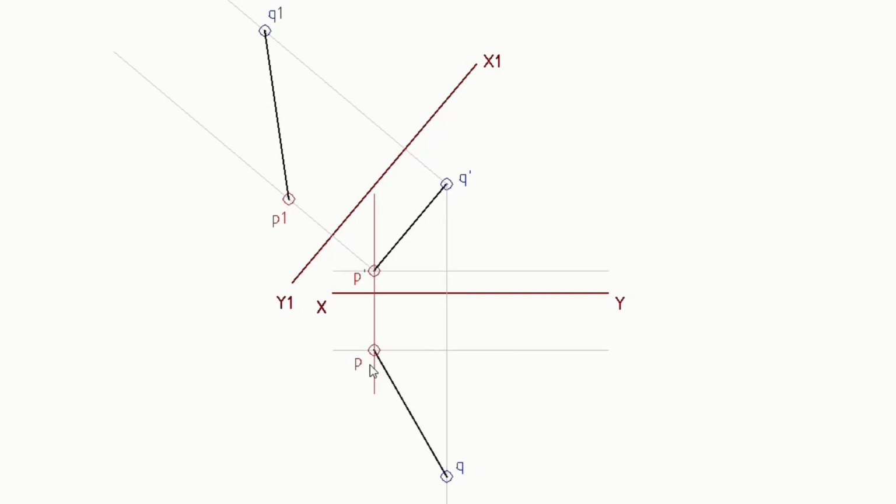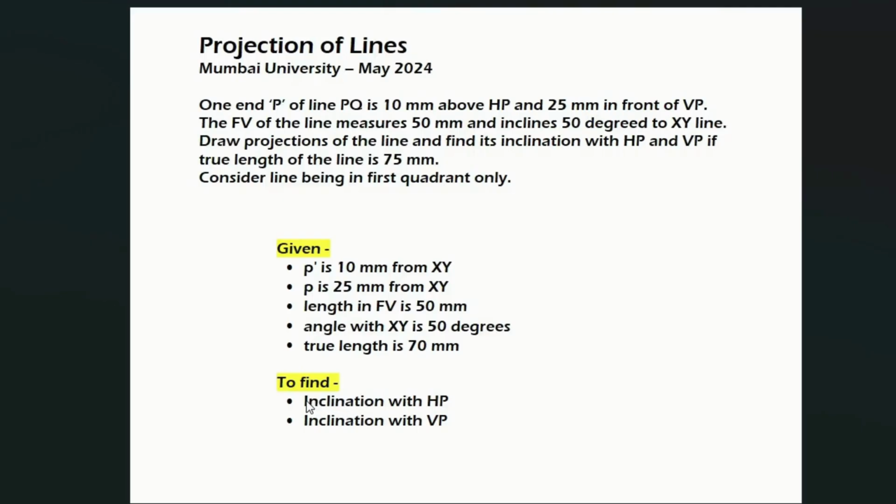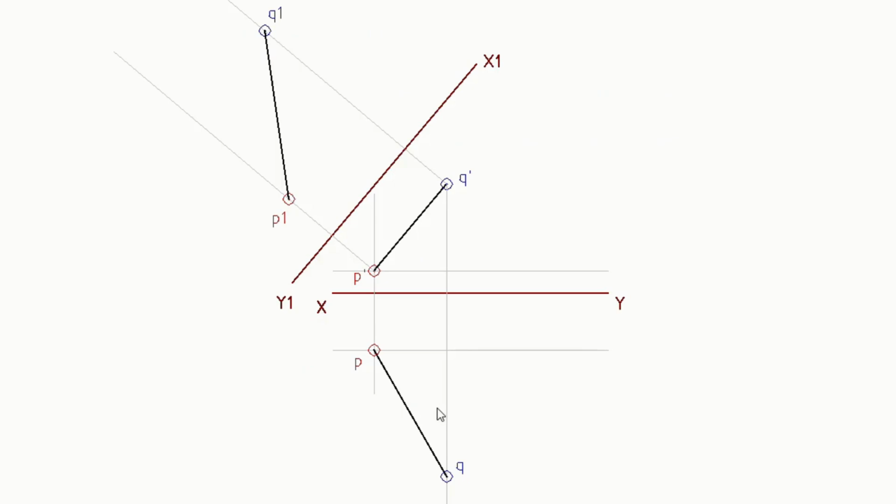Now, what we have to find is the inclination with HP and inclination with VP. Now, this is the top view. That means this x1, y1 in this view is representing VP. So the angle between this line and the x1, y1 is essentially the angle with VP. So let's measure that angle so that we'll get the angle with VP. So the angle with VP is 48 degrees. Now, why could we measure it? Because our front view is parallel to x1, y1. That means this top view will give us true length and true angle with VP.